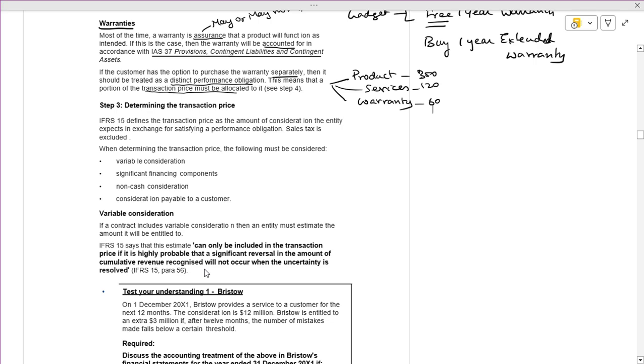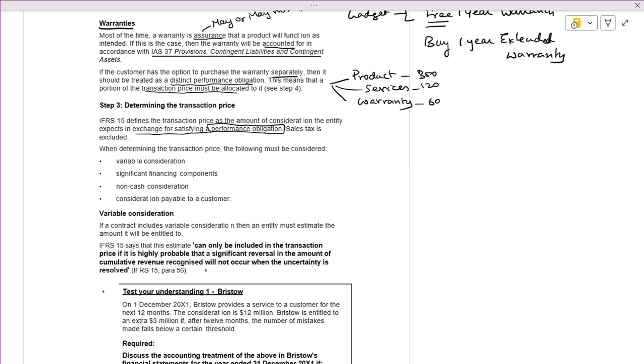Determine the transaction price. The price has to be determined. If there is no transaction price, we are not supposed to work it out in any way. IFRS 15 defines the transaction price. It has to be there; it is an inbuilt criterion. It is the consideration of the entity in exchange for the performance obligation. At every stage, they are using this word repeatedly.